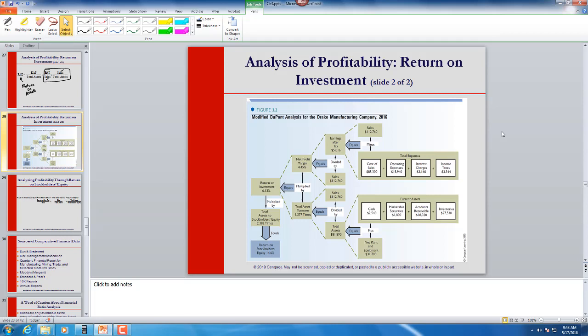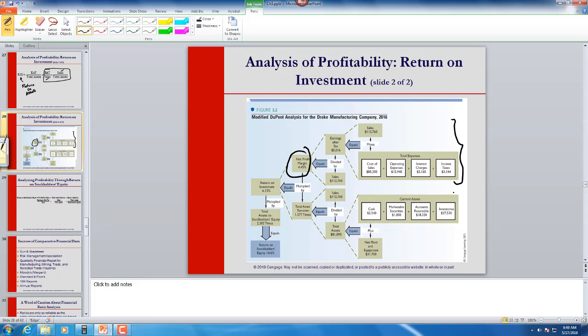So based on this, what you basically do here is, first of all, you have sales and total expenses. This part looks at your expense control. That gives you your earnings after taxes. Earnings after taxes divided by sales gives you net profit margin.